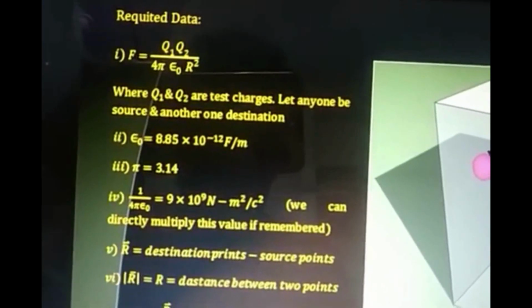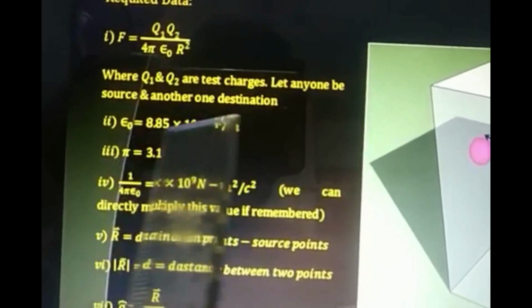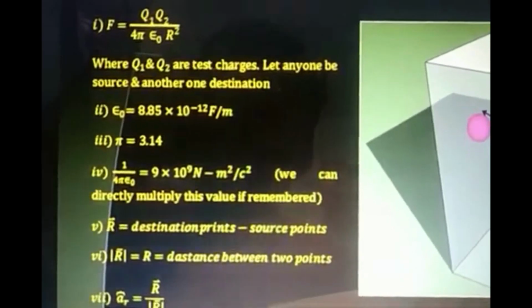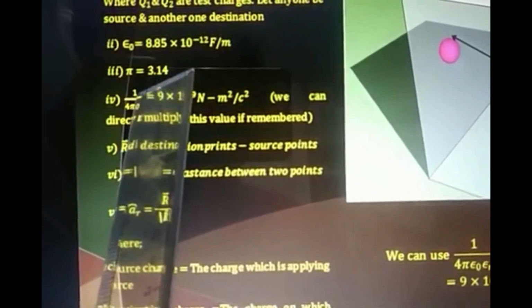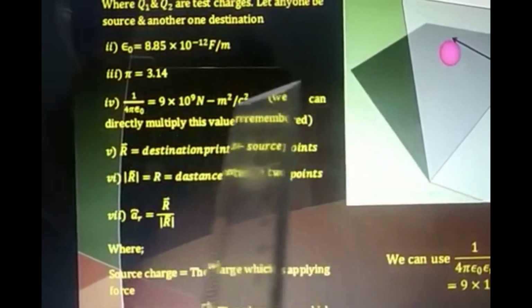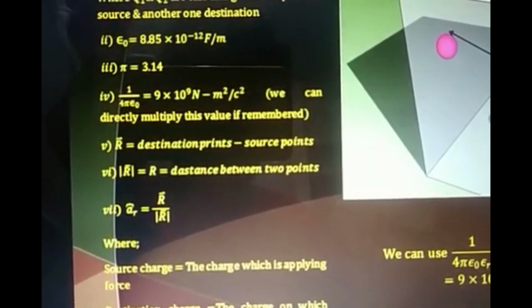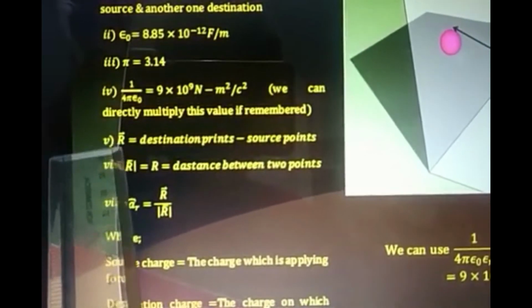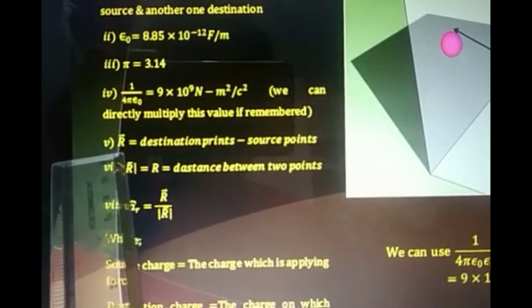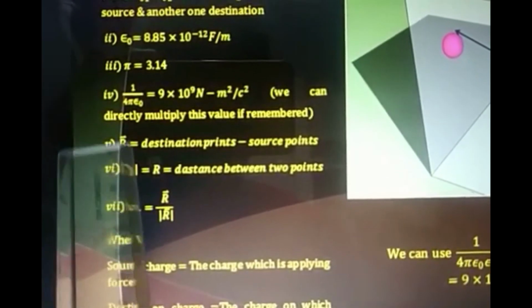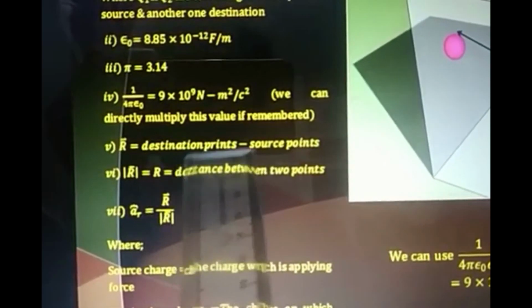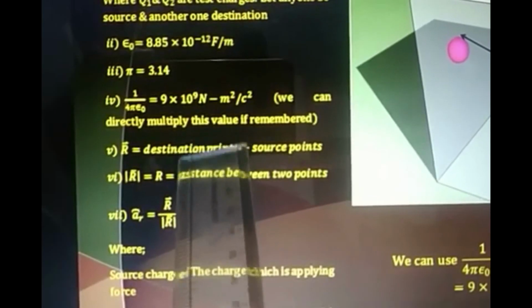So what other things do we require in numericals? The value of epsilon naught is 8.85 into 10 to the power minus 12 farads per meter. We know pi is 3.14. So directly we can keep this value in 1 upon 4 pi epsilon naught, which comes to 9 into 10 to the power 9. Where r bar is the distance vector, and this distance vector we can calculate by a simple formula by subtracting the source point from the destination point. We'll see what it is.